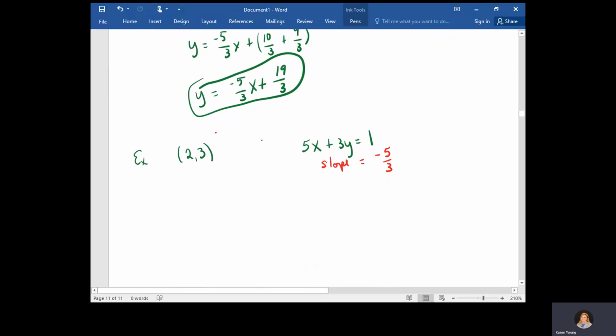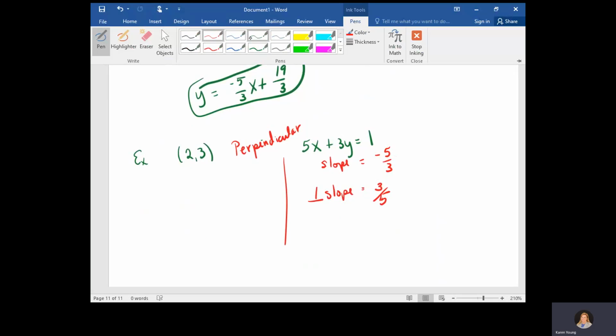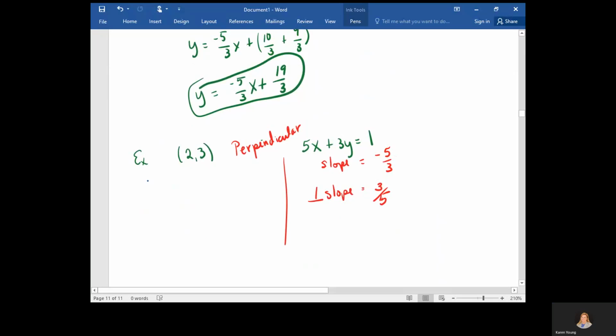All right. Since this line wants to be perpendicular, to get my perpendicular slope, I'm going to change the sign. Since it's negative, my new slope is going to be positive, and I'm going to flip the fraction. So my perpendicular slope is 3/5. So you flip it and change the sign. So my new slope is 3/5 and my point is 2/3.